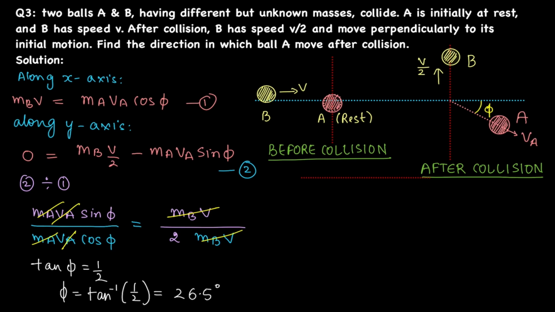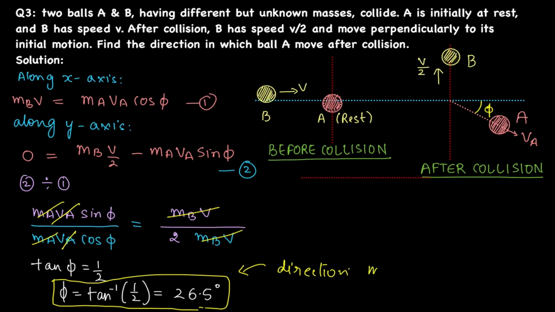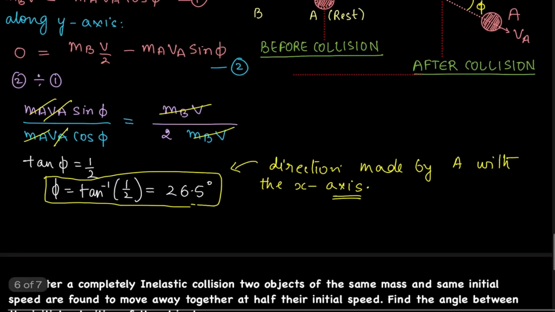So again I am repeating, if calculator is not allowed in the classroom, then this value must be given to you. This is the value of phi. So what they are asking, find the direction in which ball A moves after the collision. So this is the direction made by A with the x-axis after collision. Okay, so this is our answer of this question. So let's move to our next question.